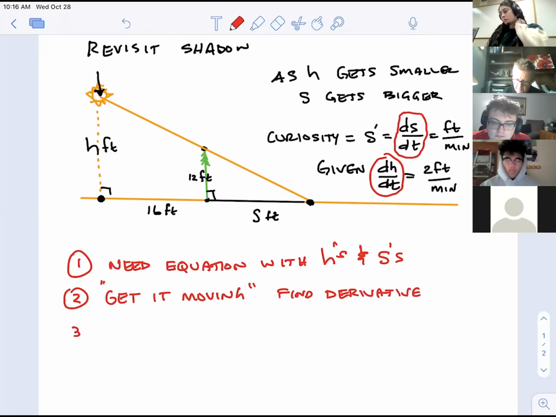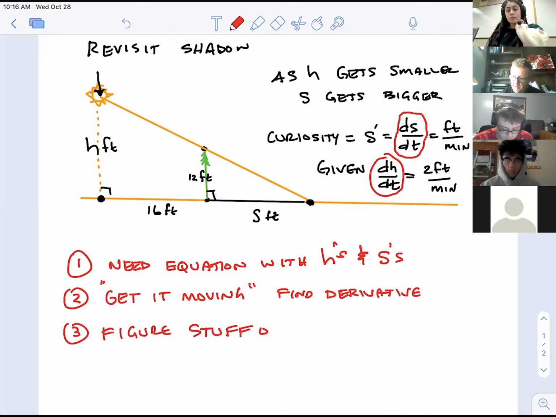And then just figure stuff out. In my case, I'm really after ds/dt. Figure stuff out. Now, this finding equation thing, like we need some equation, every situation is different.